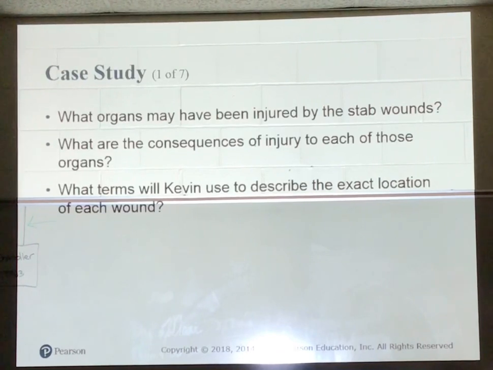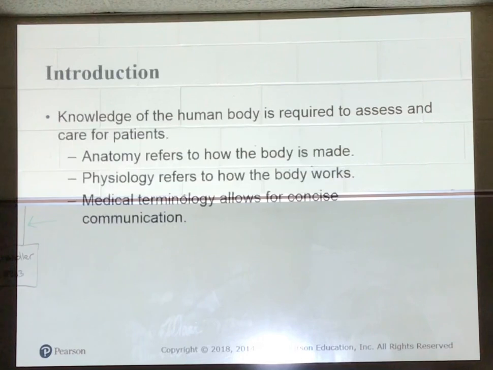What kind of terms is Kevin going to use to describe the exact locations of each wound? That's something we're going to go over. Basic knowledge of the human body includes the study of anatomy and physiology. The word anatomy refers to the structure of the body and the relationship of its parts to each other. The word physiology refers to the function of the living body and its parts. So it's how it works.